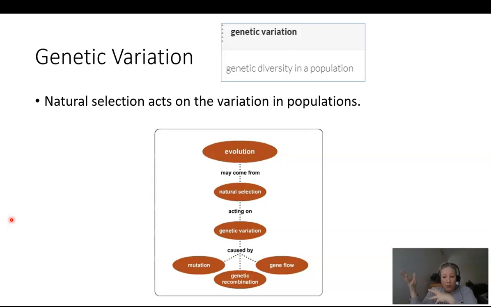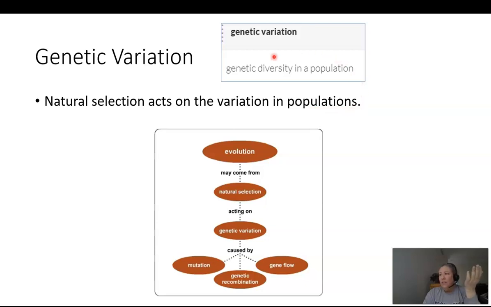And even in those birds, the fictitious birds, right? Some of them had purple crests and some of them had green crests. So genetic variation is what natural selection acts on, right? So it's those differences, it's those variations in a population and the individuals of a population that natural selection can act on, can select for or against. So natural selection acts on variation in populations.